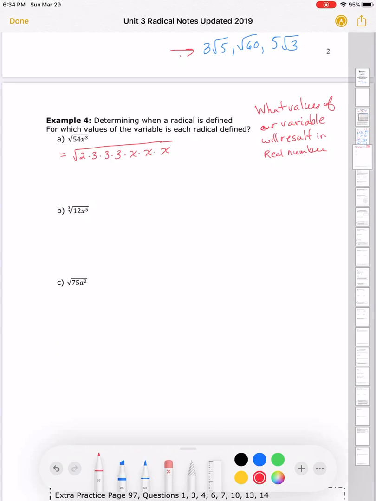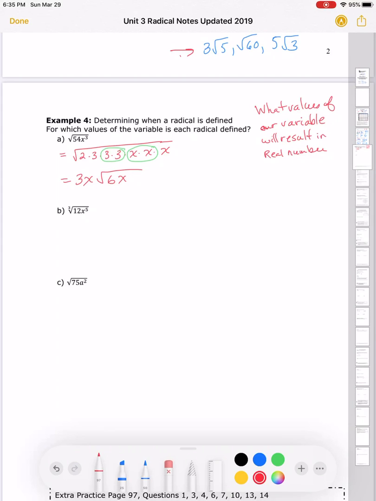Now, thinking about when I talked about prime factorization, I basically just factored this using prime factorization. Now I'm going to circle pairs, and that's what I can take out from underneath the radical. I have a pair of 3s there and a pair of x's there, so each of those is worth 1 outside of the bracket. So I can take that 3 out and I can take the x out. Now what's left over? I have 2 times 3, which is 6, and I have an x.